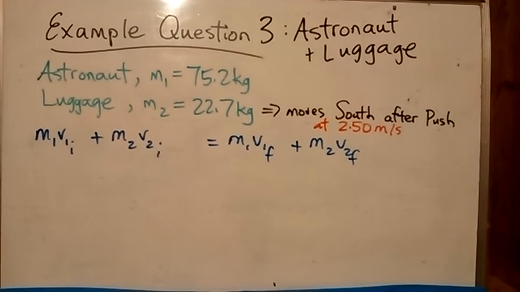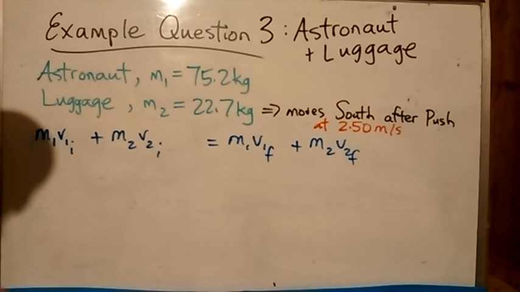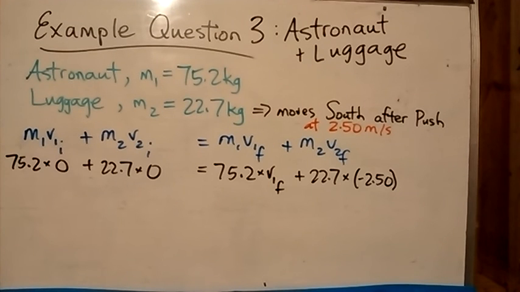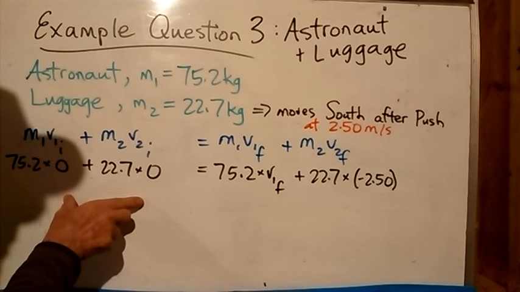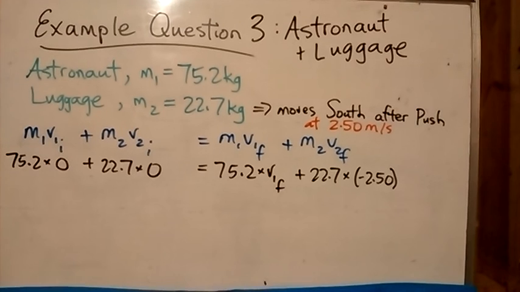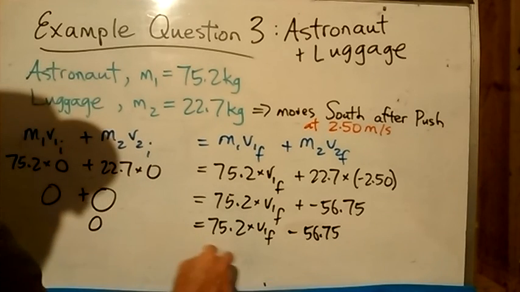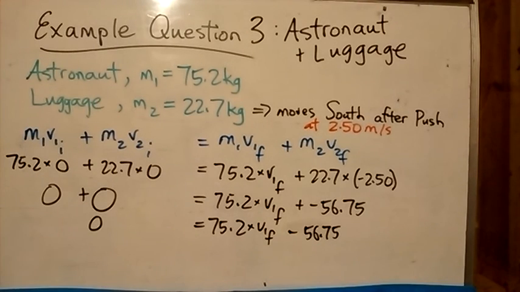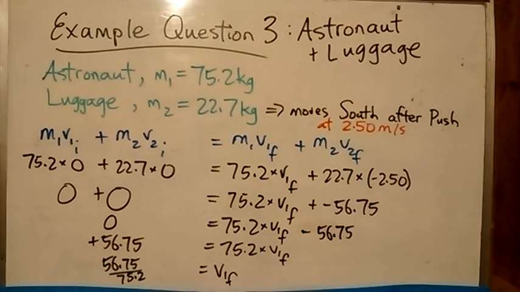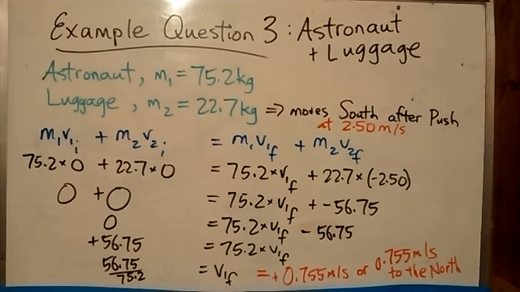And we've got the equation for the law of conservation of momentum here, and I'll just put in the numbers for the astronaut and for the luggage. Initially, they are not moving, so there's no initial momentum. So the total initial momentum is 0. And the next step, I want to get this number onto this side and have just the variables here. When I moved it, now divide both sides by 75.2. Looks like that. The answer turns out to be 0.755 meters per second to the north.